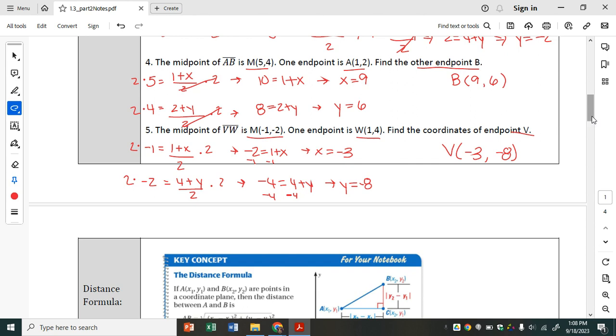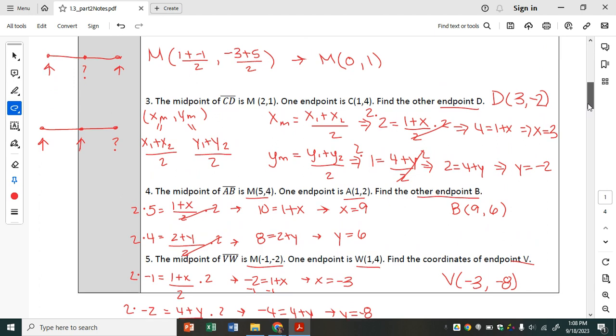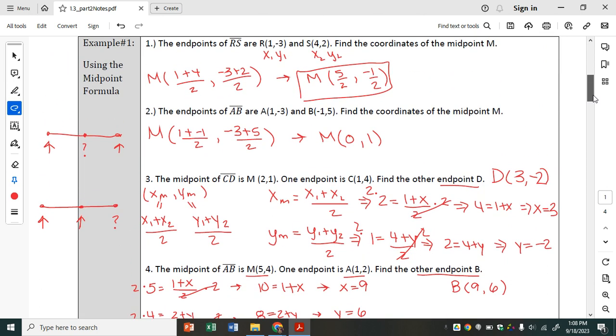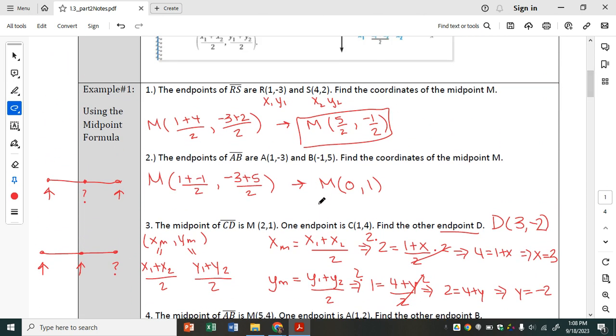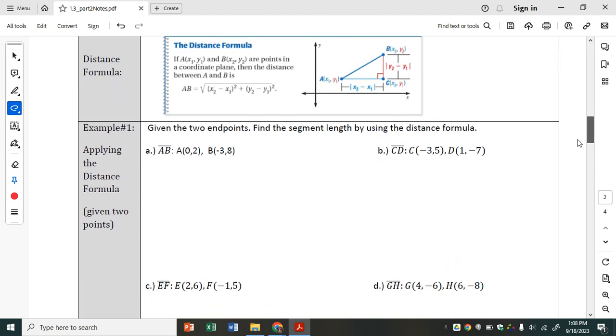So that's the midpoint formula. Out of the two formulas today, that's probably the easiest one. When you're just trying to find the midpoint, it's pretty simple, right? Just taking the average. If you have to find one of the endpoints, a little bit more in depth, but it's still pretty manageable. Okay, that brings us over to the distance formula.